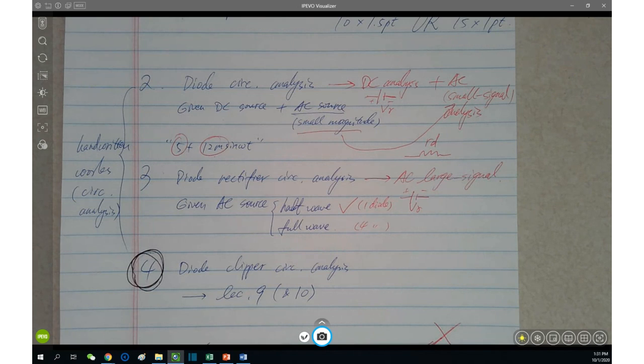By the way, does anyone know what 75% in my class is in terms of letter grade? Anyone know? B minus. Here we go, correct. So the average of each exam is at least a B minus. This is another policy.